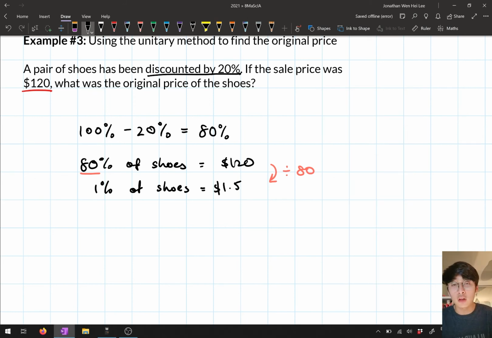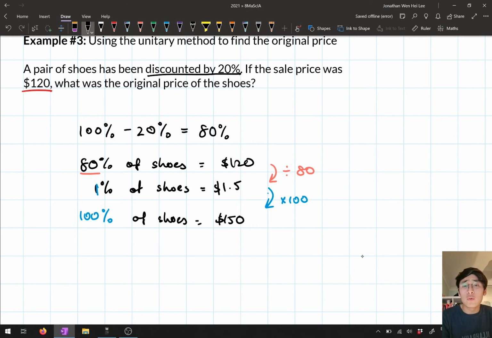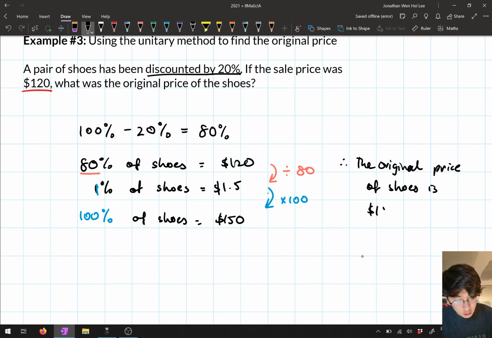Excellent. So it cost me $1.5. And then the final step is, because I want to find the original, which means 100%, I need to times my 1% by 100 to get 100%. So 100% of shoes is equal to, we times 1.5 by 100, that will give me $150. And that seems more reasonable. If I have a $150 pair of shoes and I discount it by 20%, it seems reasonable that I pay $120 for it. So here, therefore, the original price of the shoes is $150. So that's how we answered these questions here.